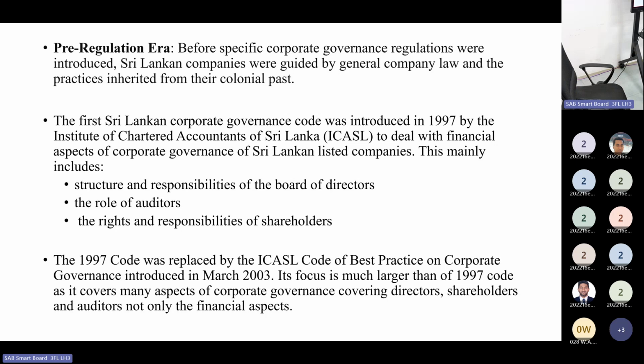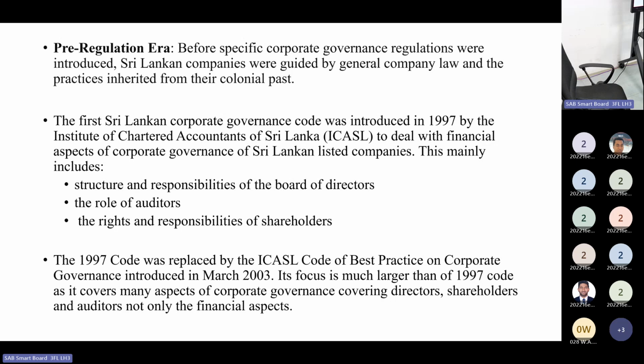Right? So you can see that the law was the main thing which guided all these companies before the corporate governance code was developed. Then what happened was the first Sri Lankan corporate governance code was actually introduced in 1997 by CA Sri Lanka to deal with financial aspects of the listed companies.